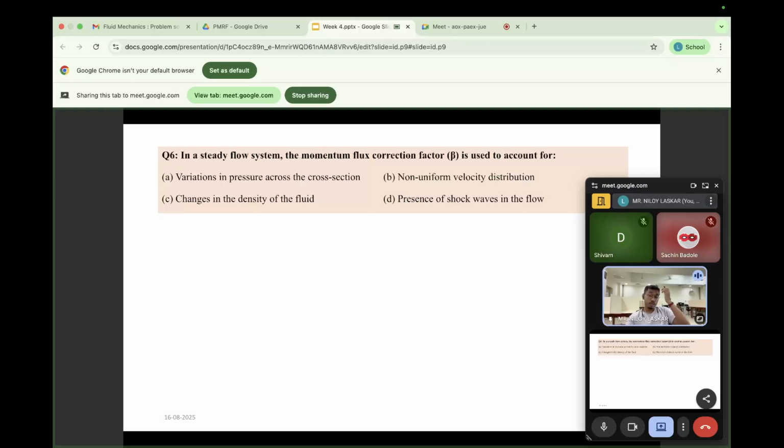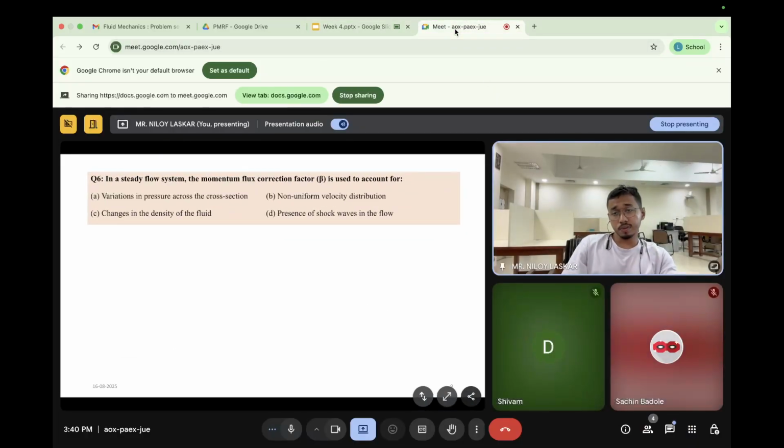So in this question, in a steady flow system, the momentum flux correction factor is used to account for what? The same concept I explained a little earlier in a previous question. If you understand that question, you should be able to answer this one also. Please try to answer. I am giving you 1 minute. This is a correction factor. When does this correction factor come into the scenario? Just try to recall.